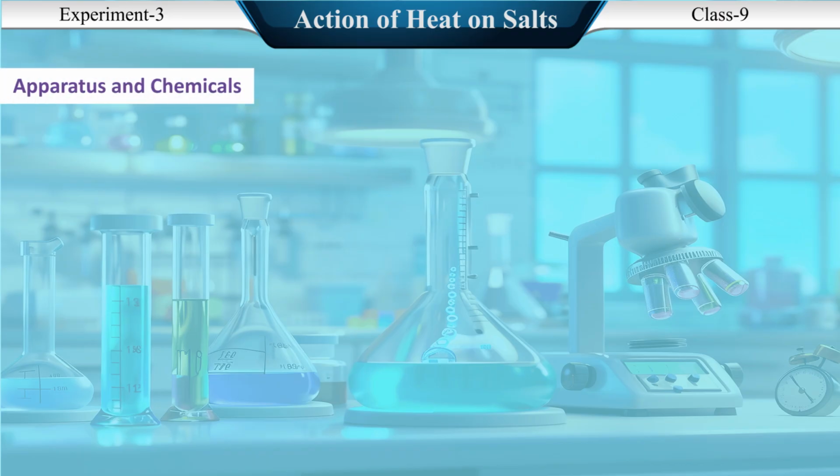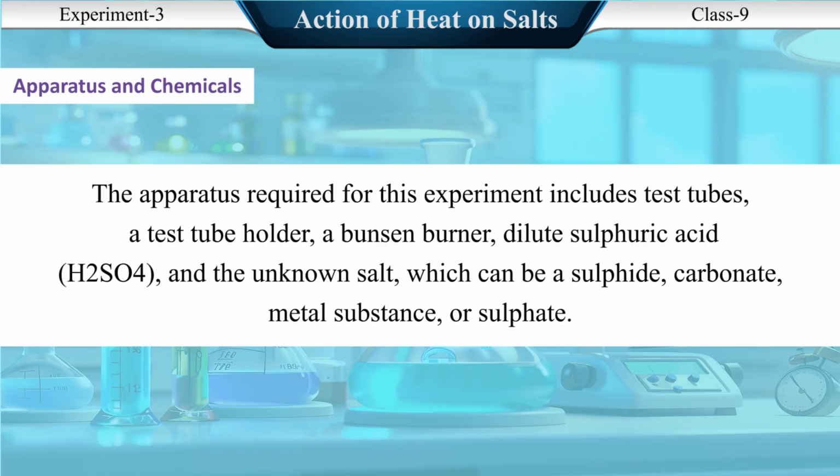Apparatus and chemicals. The apparatus required for this experiment includes test tubes, a test tube holder, a Bunsen burner, dilute sulfuric acid, and the unknown salt, which can be a sulfide, carbonate, metal substance, or sulfate.